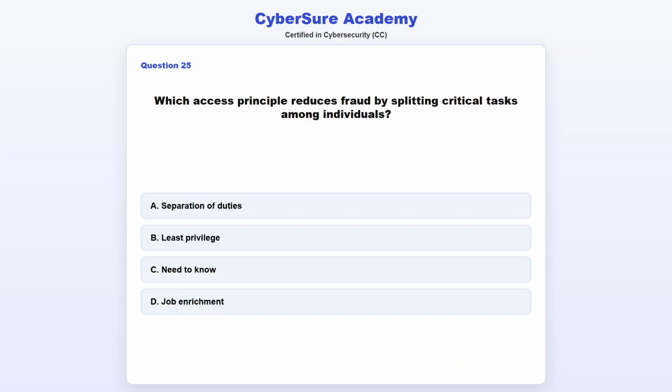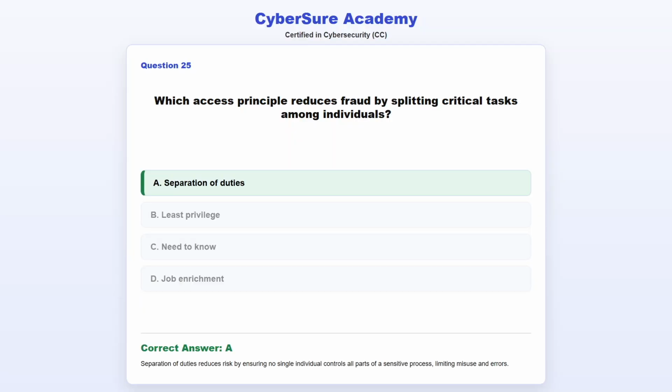Question 25. Which access principle reduces fraud by splitting critical tasks among individuals? A. Separation of duties. B. Least privilege. C. Need to know. D. Job enrichment. The correct answer is A. Separation of duties. Separation of duties reduces risks by ensuring no single individual controls all parts of a sensitive process, limiting misuse and errors.